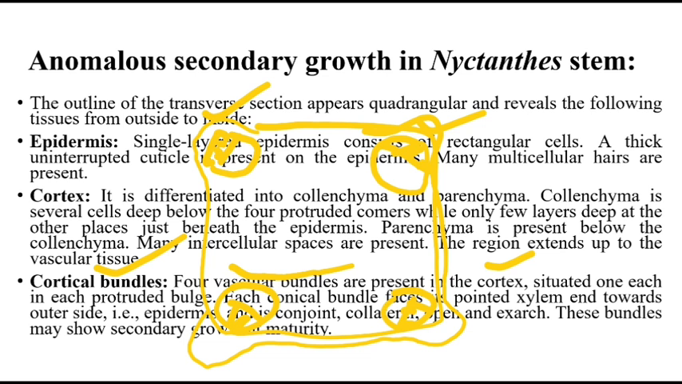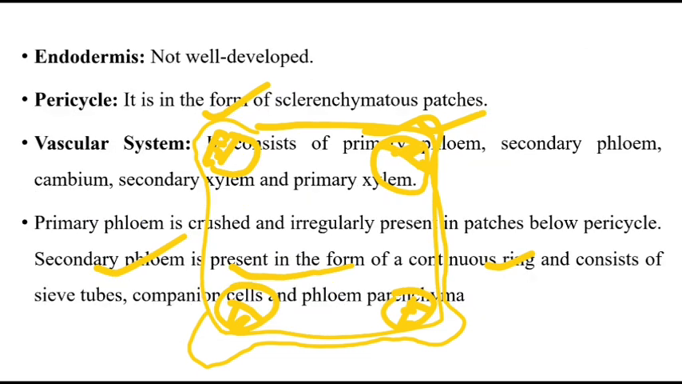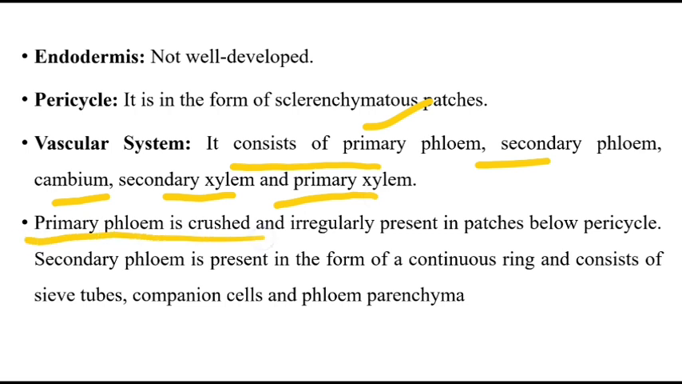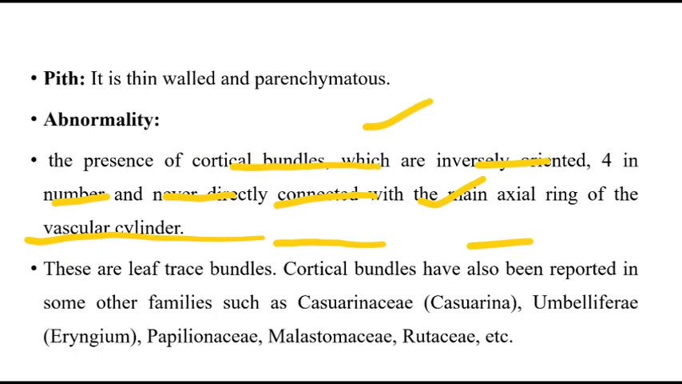Generally in the cortex, vascular bundles are not present. Vascular bundles are present in the stellar part. So this is an abnormal feature in Nyctanthes stem. Then endodermis is not well developed. Pericycle is in the form of sclerenchymatous patches. Vascular bundle consists of primary phloem, secondary phloem, cambium, secondary xylem and primary xylem.